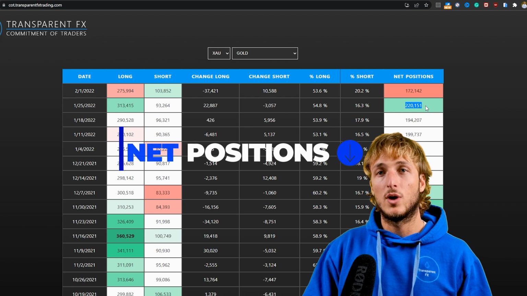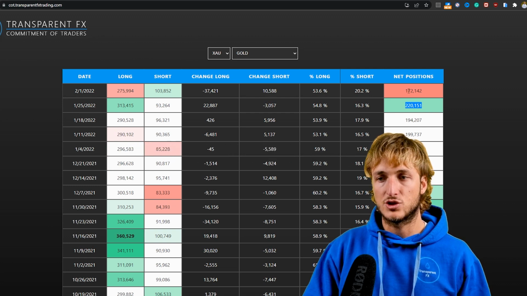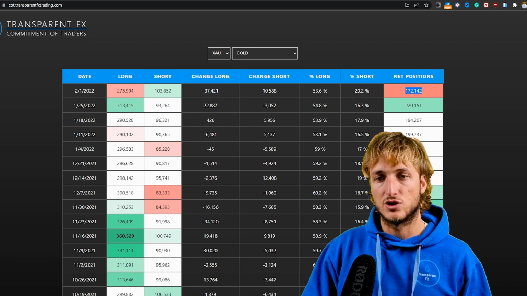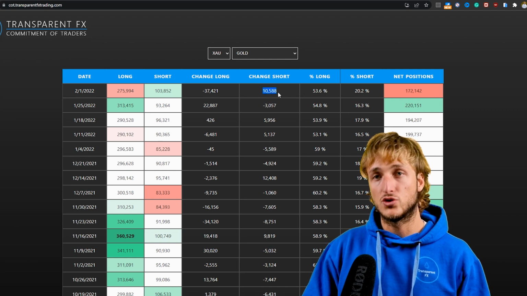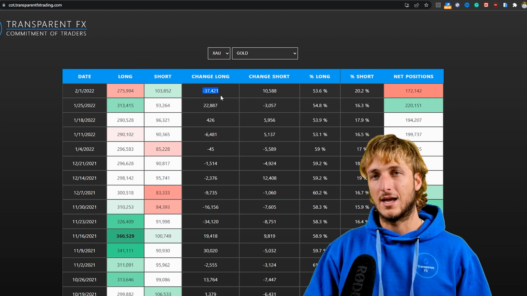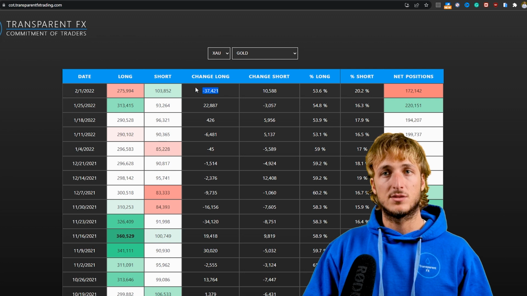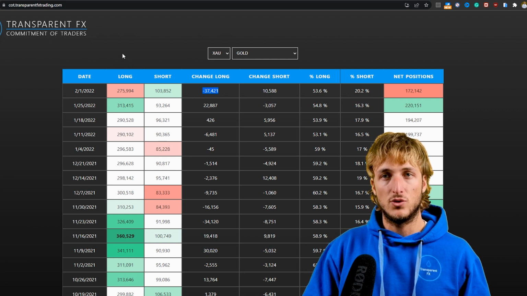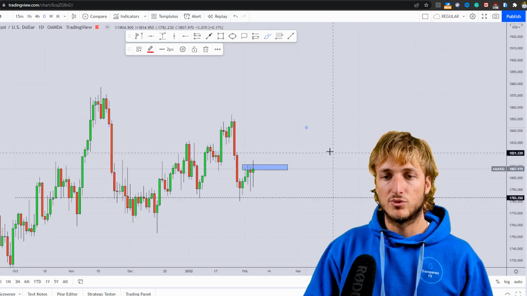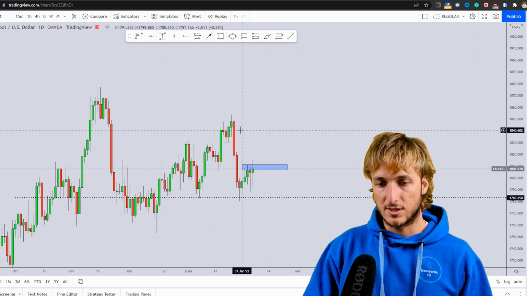We went from having 220k net positions down to having 172k net positions, with 10.5k shorts added with the last report and 37.4k longs getting closed. Now, this is quite bad for a potential bullish view that we have from a technical perspective on gold. However, it's also important to notice one specific thing.